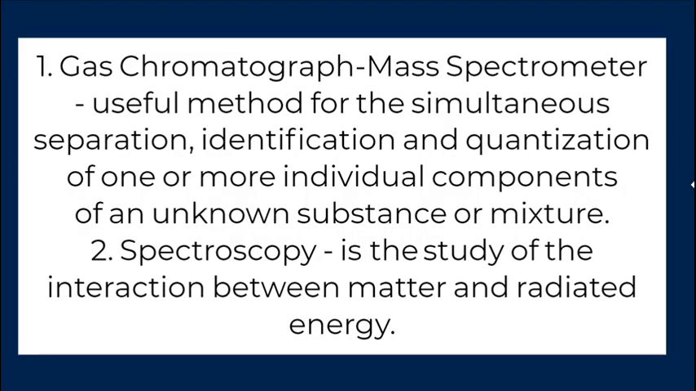Methods of identifying unknown substance. 1. Gas chromatograph mass spectrometer, a useful method for the simultaneous separation, identification and quantization of one or more individual components of an unknown substance or mixture.